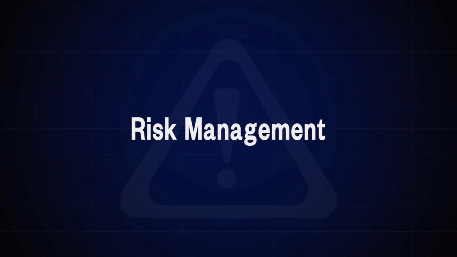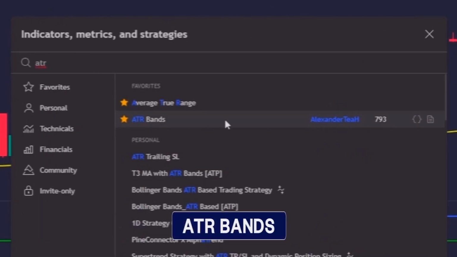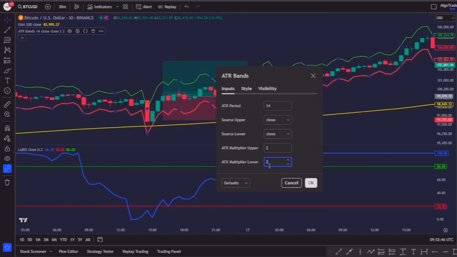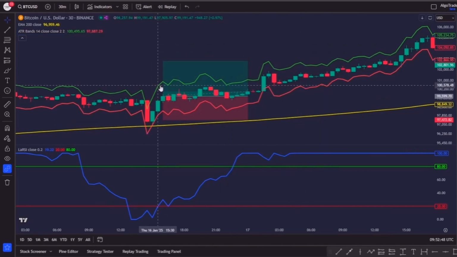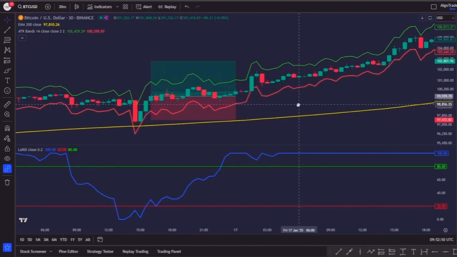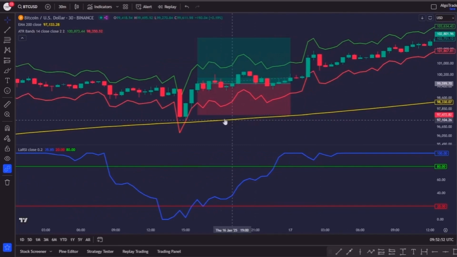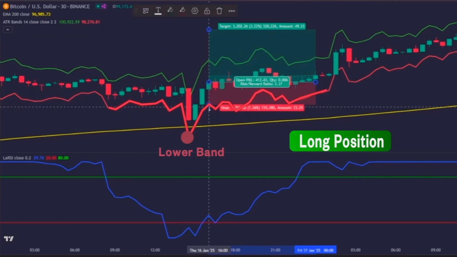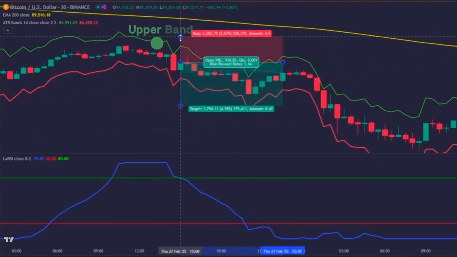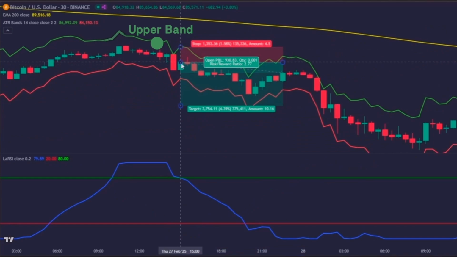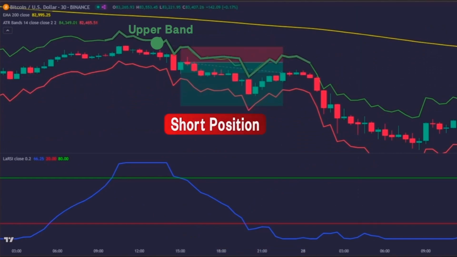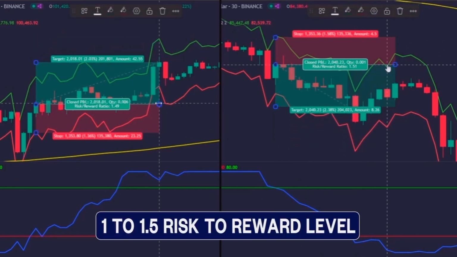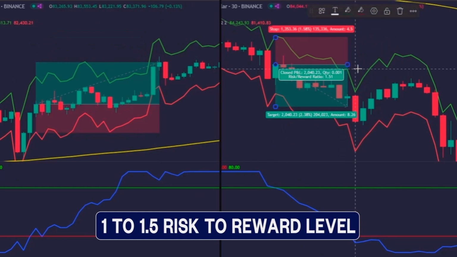For the risk management, I advise you to use the ATR bands indicator, this one here, with a multiplier of 2, a special indicator that places the stop losses on your charts according to the market's volatility. The lower band is used to set the stop losses for long positions, like in this trade, and the upper band is used to set the stop losses for short positions, as you can see. Then, for the take profits, I will use a fixed one on the 1 to 1.5 risk to reward level.